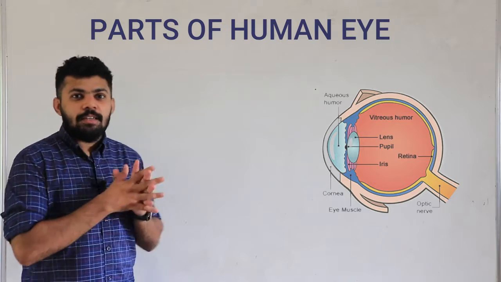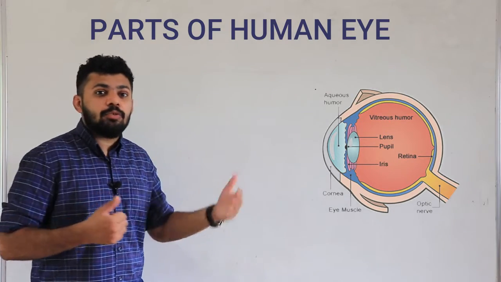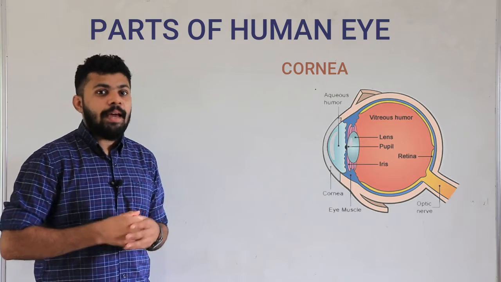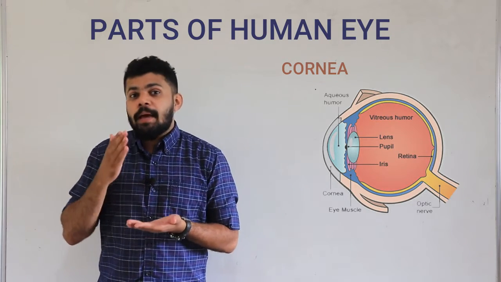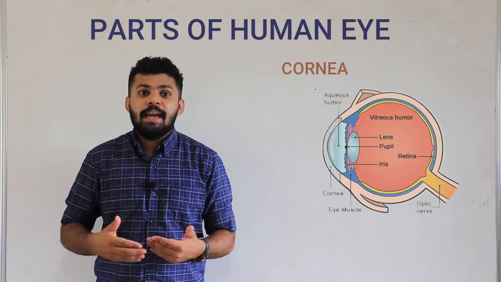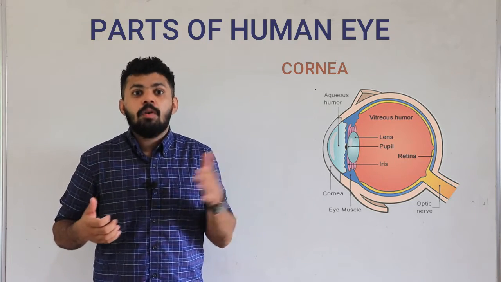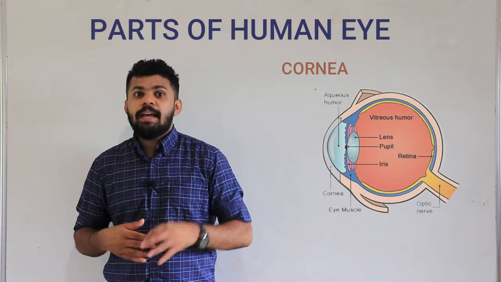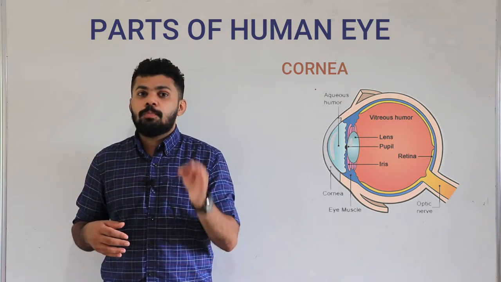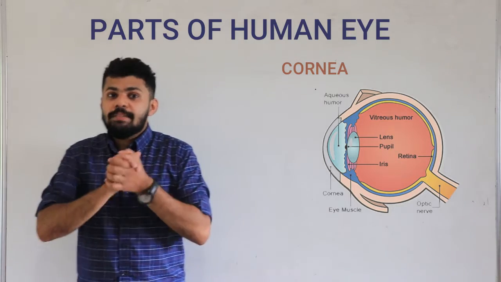If you look there, you can see that the first part through which the light enters the eye is the cornea. The cornea is a thin, transparent membrane through which the light enters the rest of the parts of the eye. So that is the relevance of the cornea, and this is the first and foremost part, the top layer of the eye.